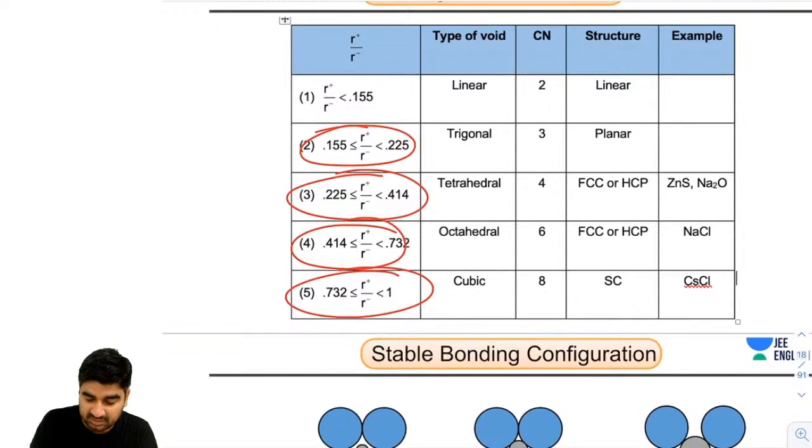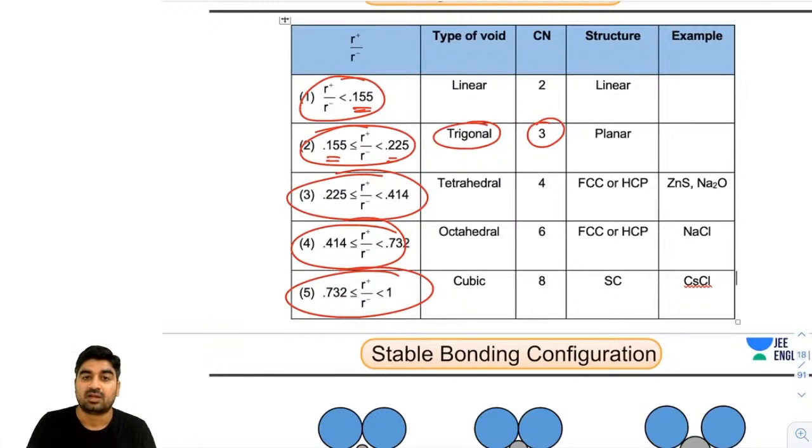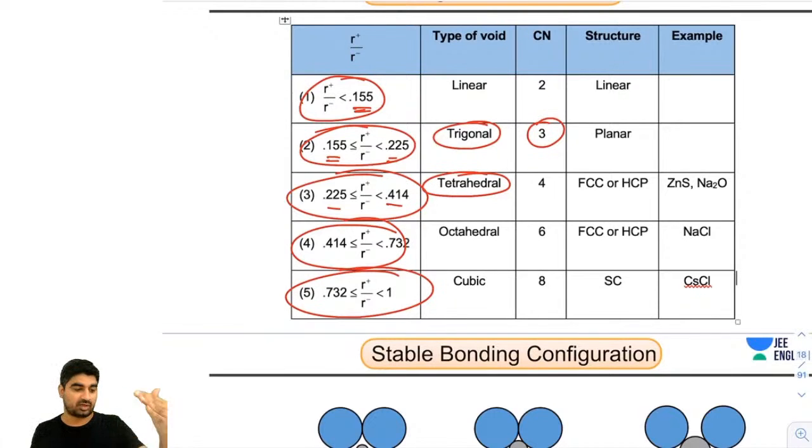If the radius ratio is less than this, then I will call it what? Planar. If it is equal to 0.155 but less than 0.225, then I will call it trigonal void. Coordination number of trigonal void is 3. And if it lies between this and this, then I will call it tetrahedral void, and the coordination number of tetrahedral void would be 4. So now you know trigonal void, tetrahedral void, octahedral void, and cubical void. For cubical void, it should be equal to this or less than this.